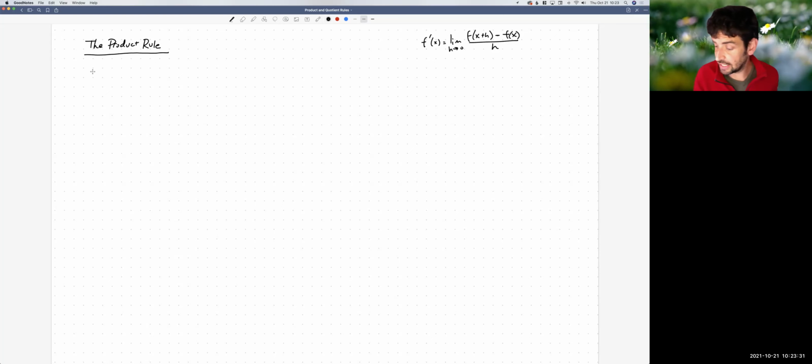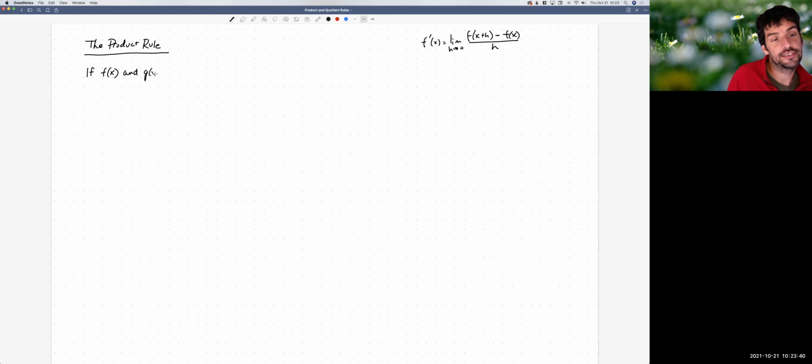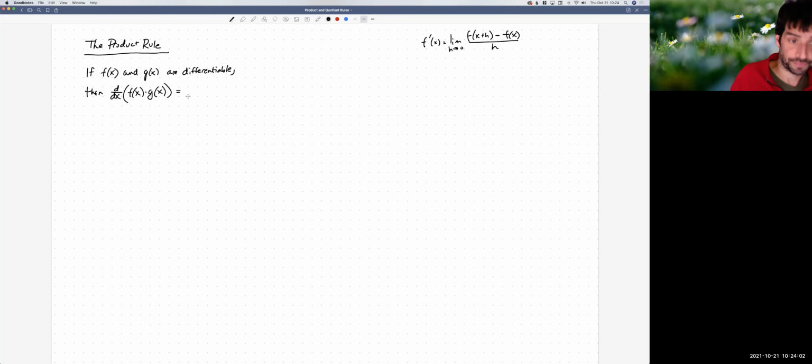So, I'll just state it, and then we'll prove it and do a few examples. If f of x and g of x are differentiable functions, then the derivative of their product, d/dx of f of x times g of x, is the derivative of f times g plus the derivative of g times f, right?